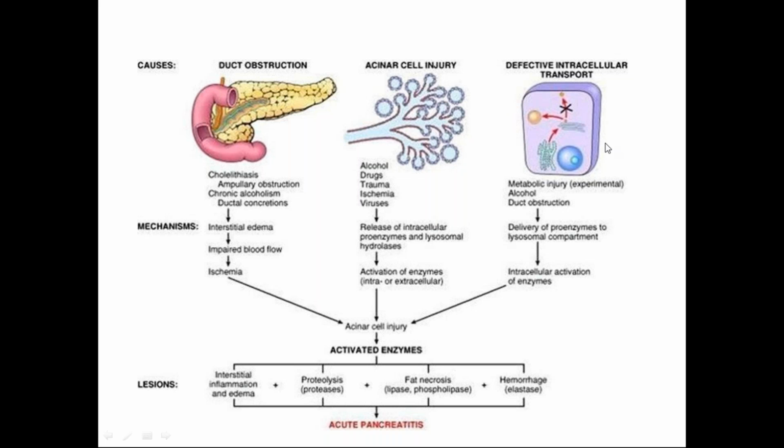Because of defective intracellular transport, metabolic injury, and duct obstruction, all of these lead to interstitial edema and premature activation and release of various proenzymes and lysosomal hydrolases. All this leads to intracellular activation of enzymes, finally culminating in acinar cell injury. Secondary to inflammation, because of these activated enzymes, there is interstitial inflammation and edema.